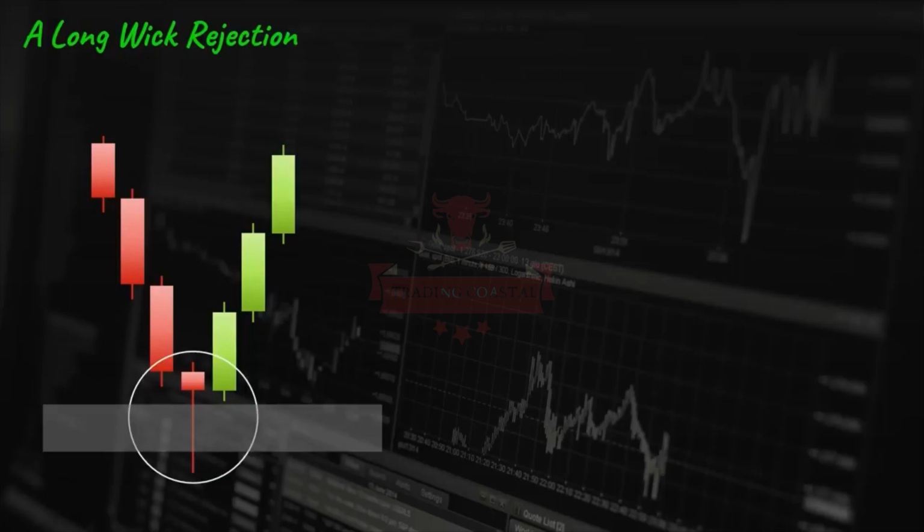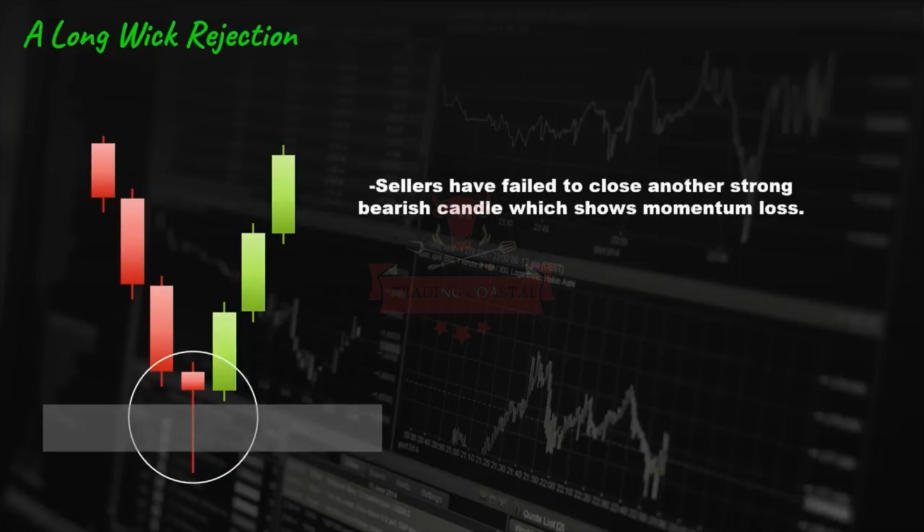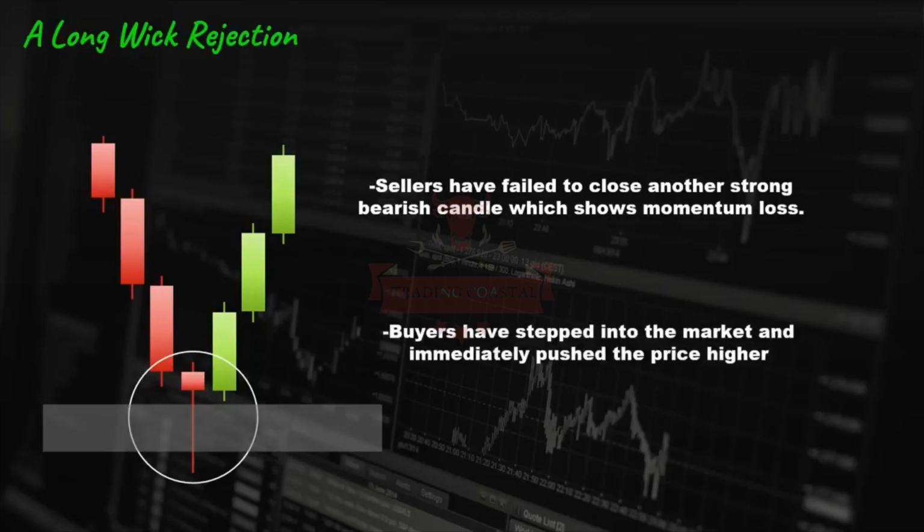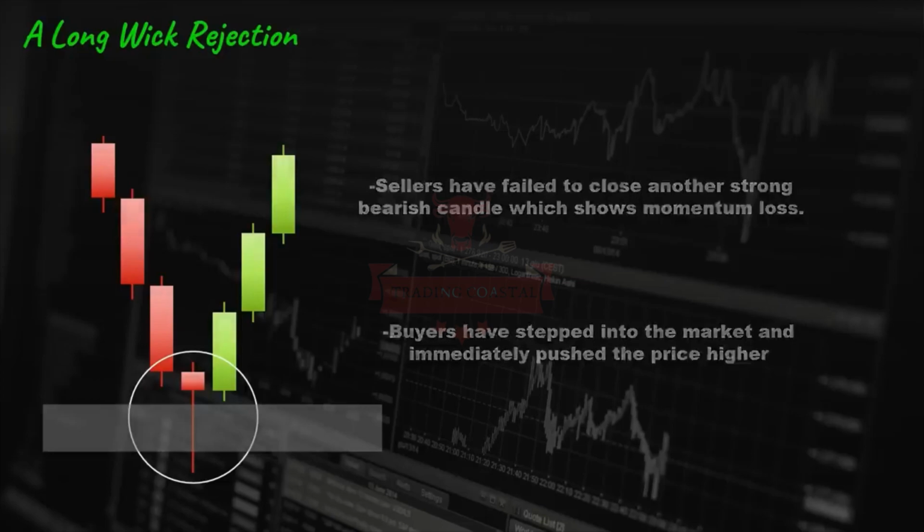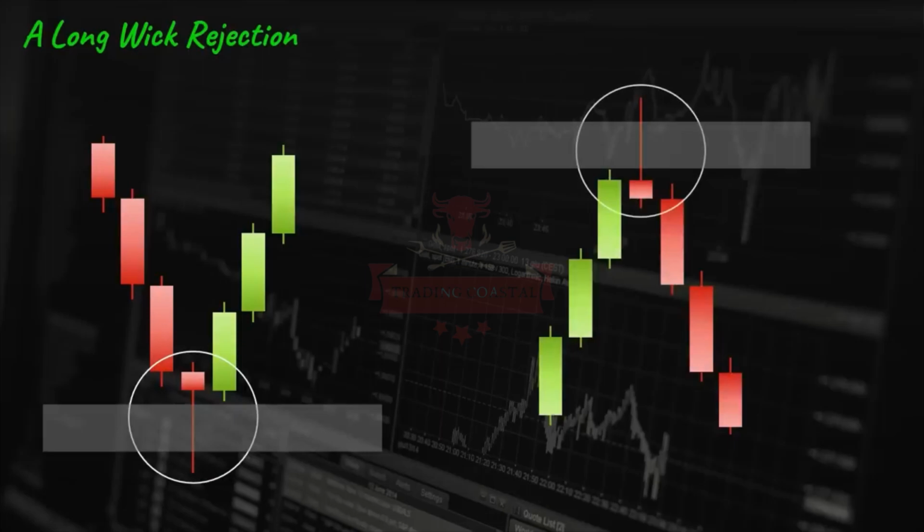From the price action view, the sellers have failed to close another strong bearish candle, which shows momentum loss. On the other hand, the buyers have stepped into the market and immediately pushed the price higher. This rejection signals a possible reversal to the opposite side of the market. Same thing here. The price is pushed up, hit, and reversed, forming a long wick rejection pattern. Again, it shows that the buyers are losing momentum and sellers have stepped into the market, which makes the price reject this area, signaling a possible reversal to the downside.